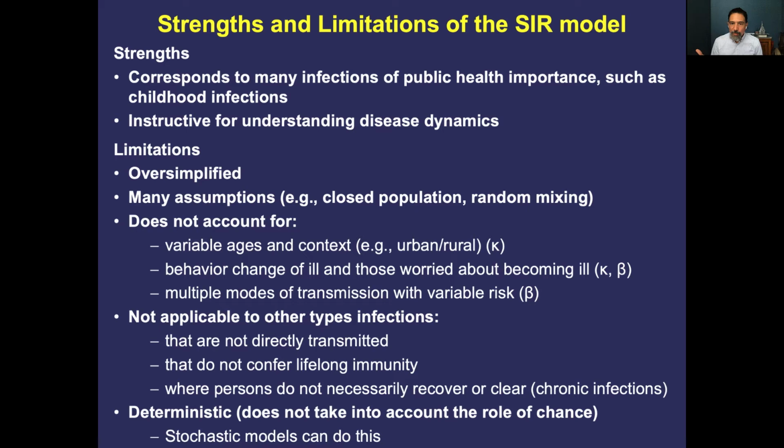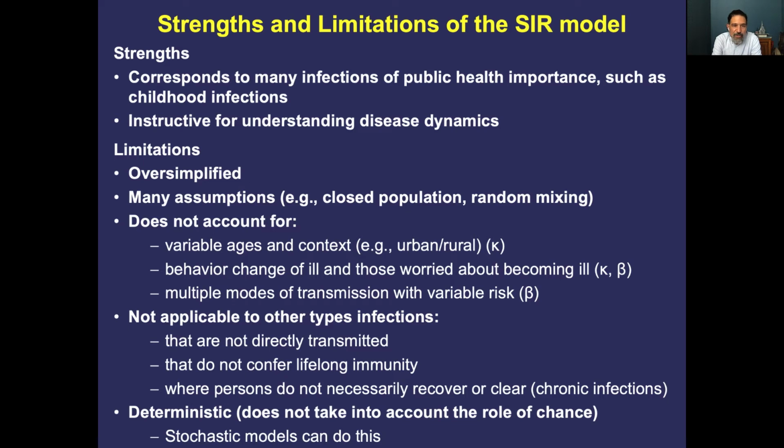So we might want to account for the fact that there are different kinds of exposures that could occur in the population over time. It's also a model that's not applicable to other types of infections, such as those that aren't directly transmitted, those that don't confer lifelong immunity, and where persons don't necessarily recover or clear the infection. So it's not necessarily applicable to chronic infections, such as HIV. And so that's a limitation as well.